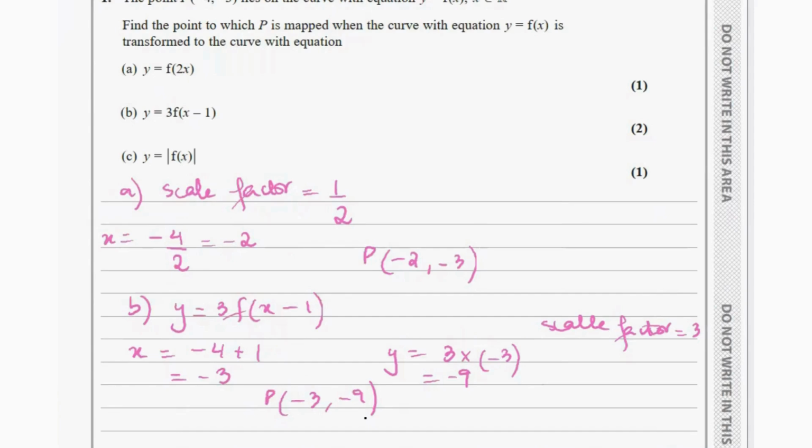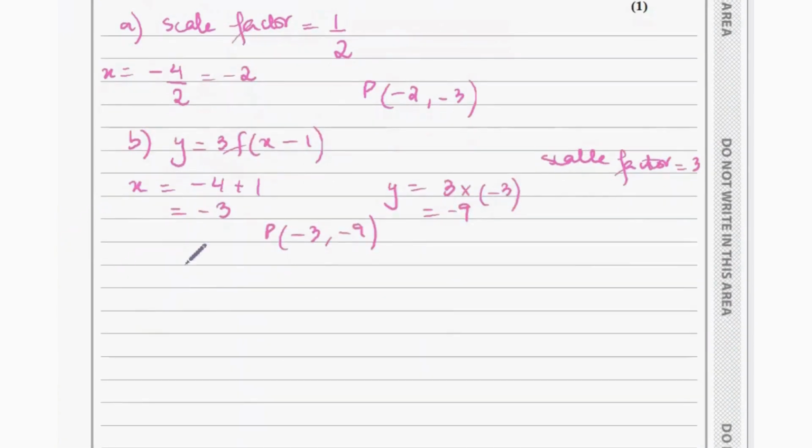Then the next one is y equals the absolute value of f of x. So we're trying to find the modulus of this. When you take the absolute value of a function, we're saying that there's going to be no negative value. The result will always be positive. So what happens now is, whatever is negative for y becomes positive.